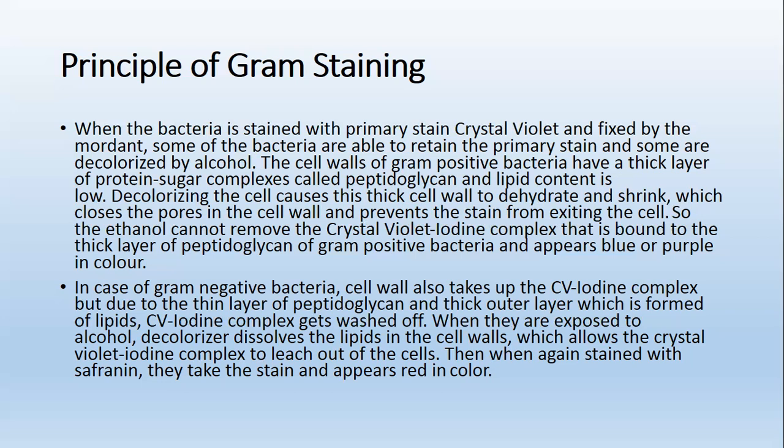In case of gram-negative bacteria, the cell wall also takes up the crystal violet iodine complex, but due to a thin layer of peptidoglycan and a thick outer layer which is formed of lipids, the crystal violet iodine complex gets washed off. When they are exposed to alcohol, the decolorizer dissolves the lipid in the cell walls, which allows the crystal violet iodine complex to leach out of the cells. Then when again stained with safranin, they take the stain and appear red in color.